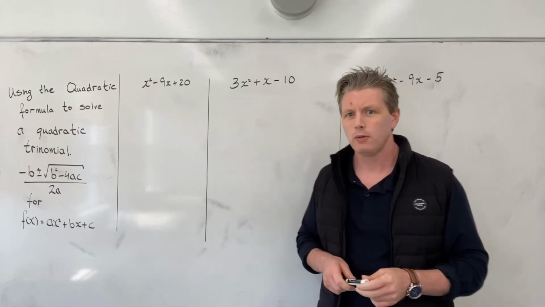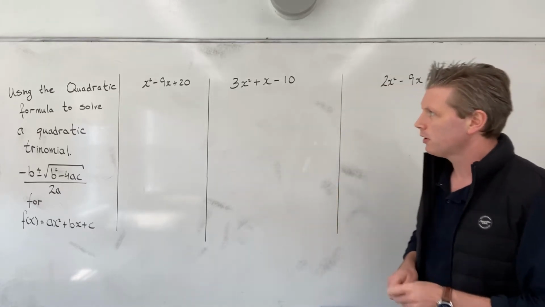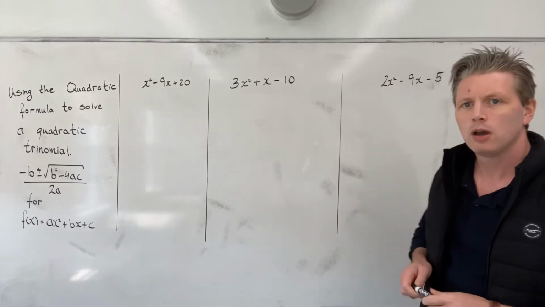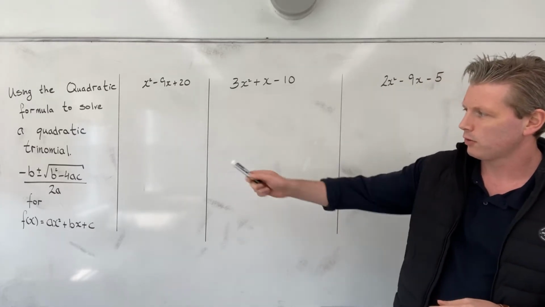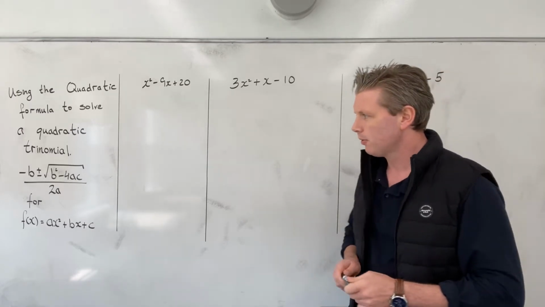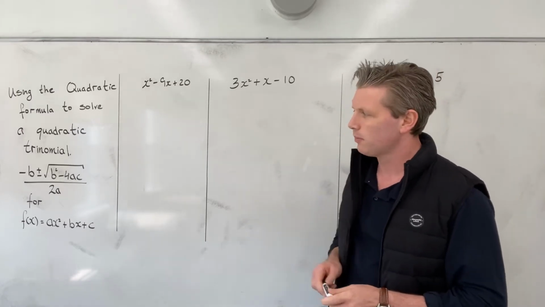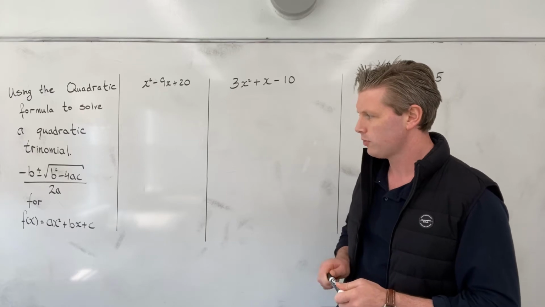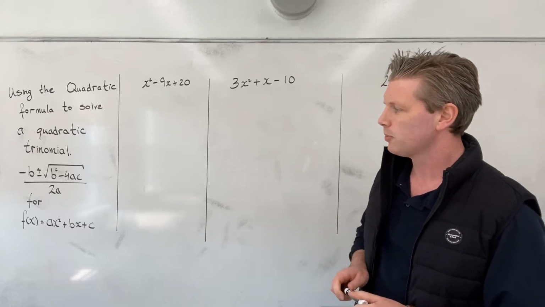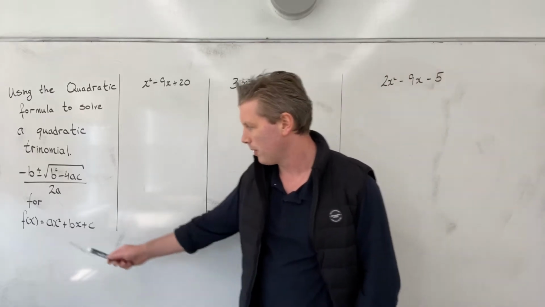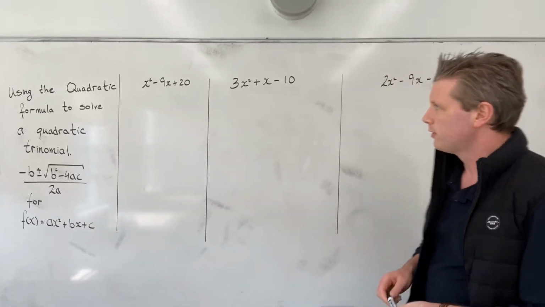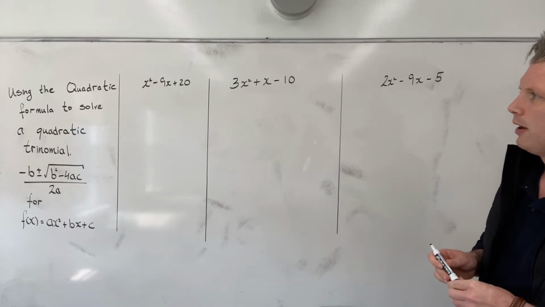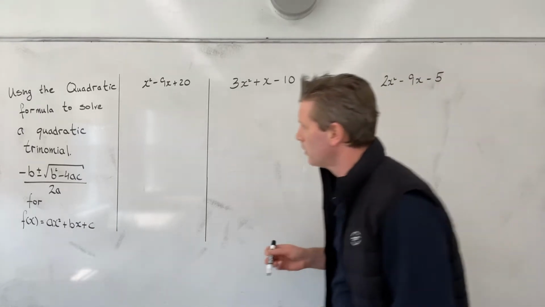Guys, in this video I'm going to use the quadratic formula to solve these three quadratic trinomials. The quadratic formula is written over there. It's negative b plus or minus the square root of b squared minus 4ac, all over 2a, for a quadratic trinomial in the form ax squared plus bx plus c. So these are my three problems. Let's get to it.